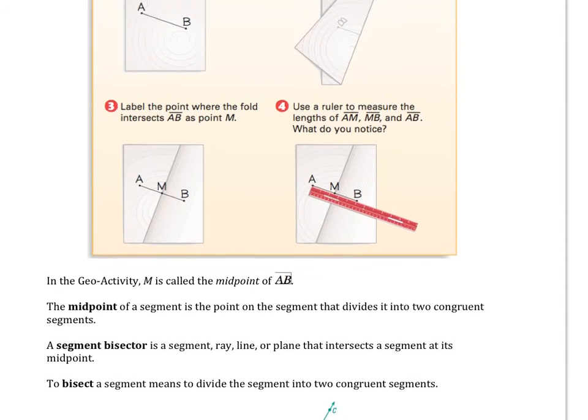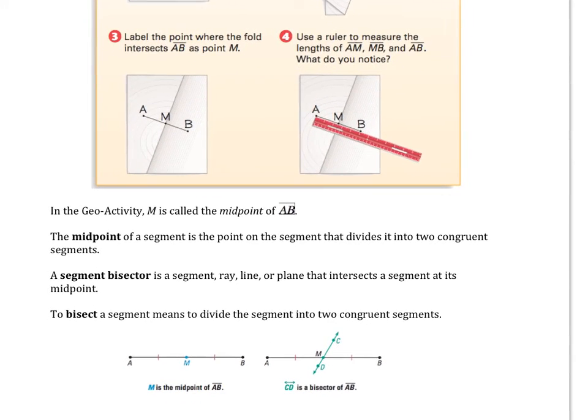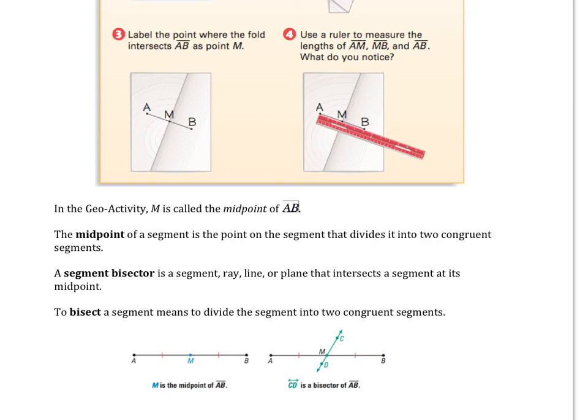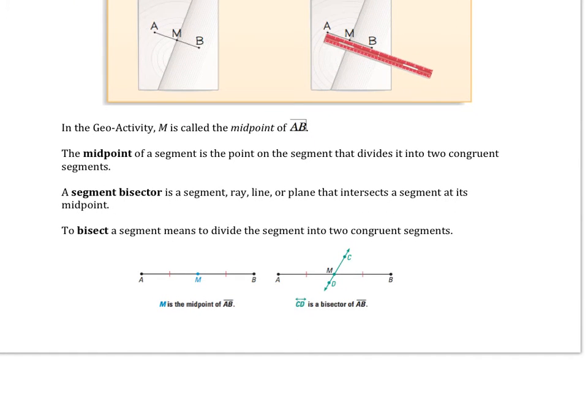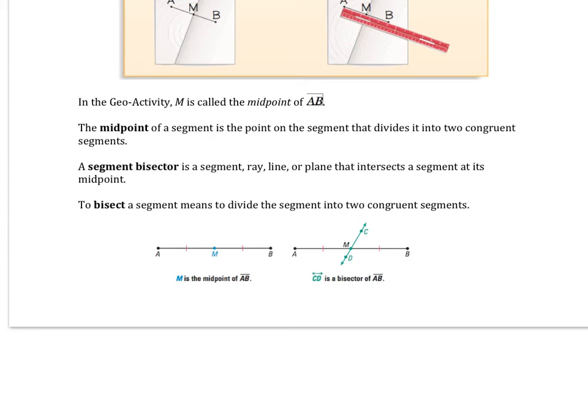You would find out that those two lengths are the same, and that M is called the midpoint. The midpoint of a segment is the point on the segment that divides it into two congruent segments. A segment bisector is a segment, a ray, a line, or a plane that intersects a segment at its midpoint. To bisect a segment means to divide the segment into two congruent segments.